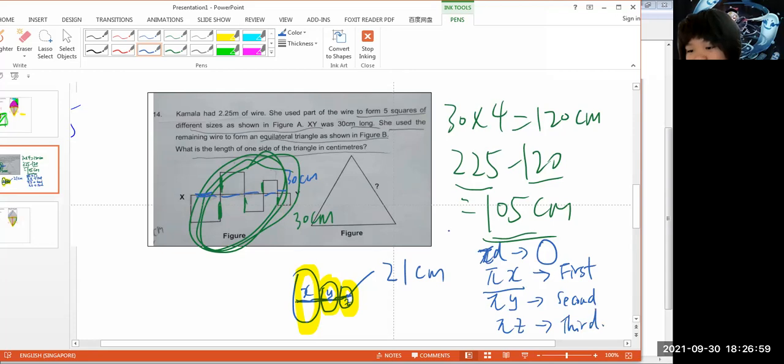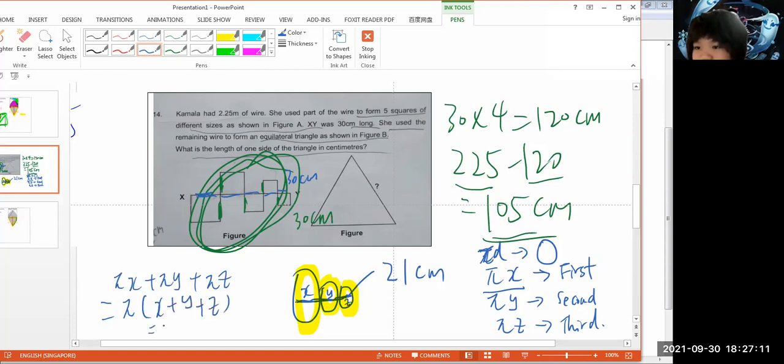So what you do next, just add them up. Pi x plus pi y plus pi z. And then you realize that you can take out the pi, and you end up with x plus y plus z. So therefore, pi times 21. It depends what your pi is. Let's say your pi is 22/7, times 21, so it's 3 times 22, which is 66 cm. Does it make sense?